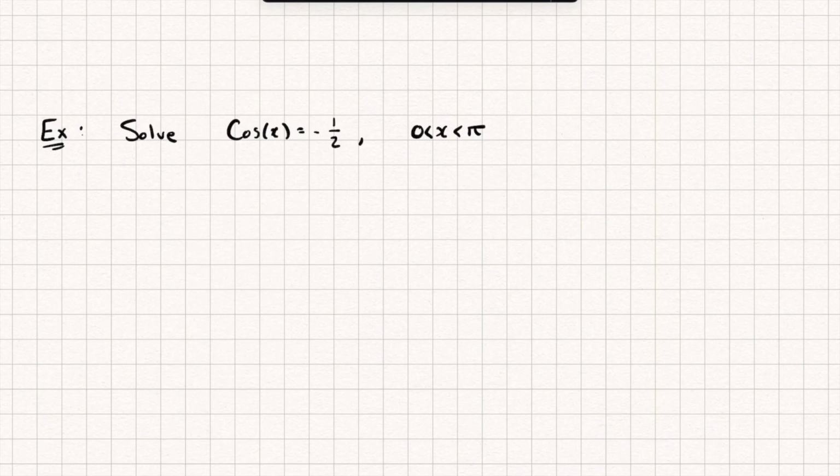Okay, so let's look at this first question where we're solving cos of x equals negative 1/2, and we're solving this on the interval between 0 and pi radians. And we're going to solve this the same way we did with any other trig equation, and what I like to do first is just draw out a sketch of the graph.